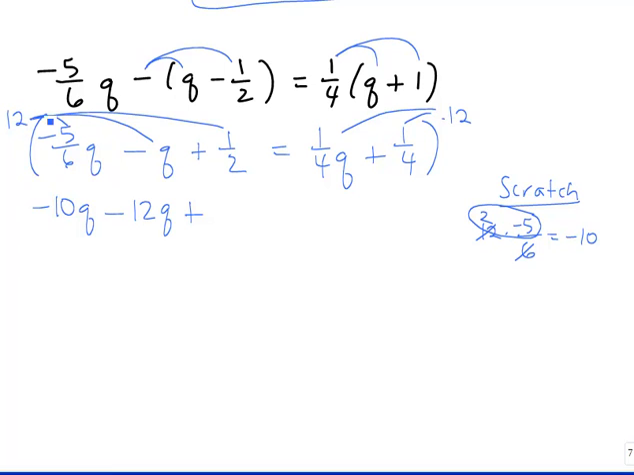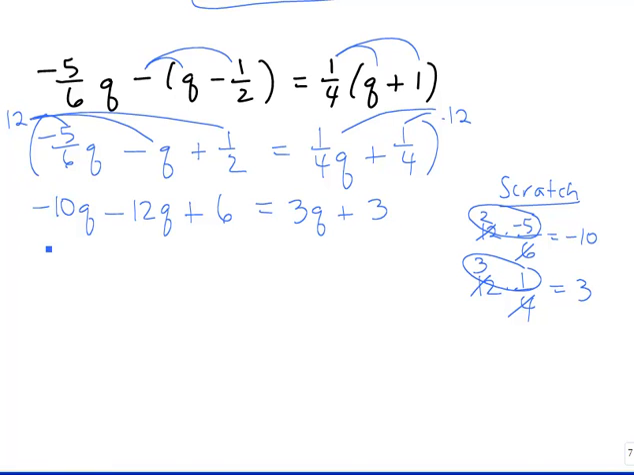Now we want to do 12 times a half. That you could probably do in your head. Half of 12 is 6. Okay? Over here, we're going to do the same thing. 1/4 q times 12. If you need to do scratch work, do the division first. 4 goes into 12 3 times. 3 times 1 leaves me with a 3. So 1/4 q times 12 is 3q. And then for the last one, 1/4 times 12, that was that 3 again, but this time there's no q.